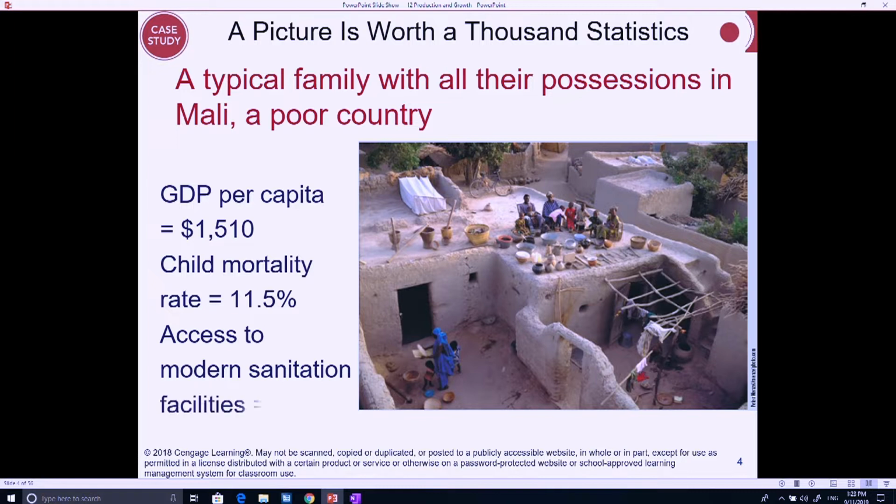GDP per capita in this country, $1,500 per year. Comparing Great Britain, which was at $40,000, here we have $1,500 per year. I mean, how many of your paychecks are $1,500 per month? And they're living off of that per year. Child mortality, much higher. 11% of children die before the age of 5. Access to modern sanitation facilities, only a quarter of the population. And 4-year educational attainment, the select few, 7% in the country.